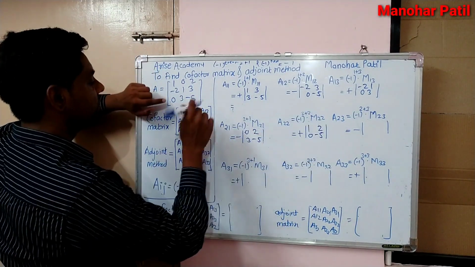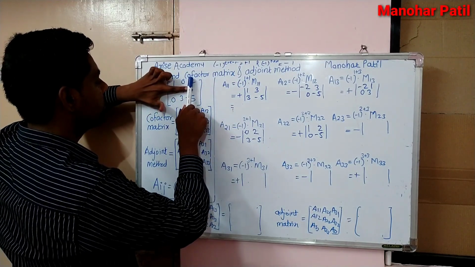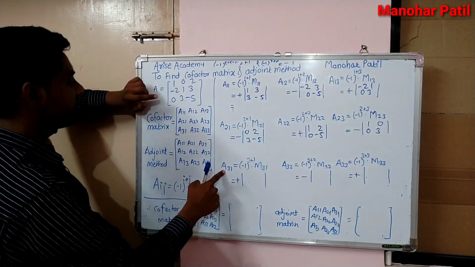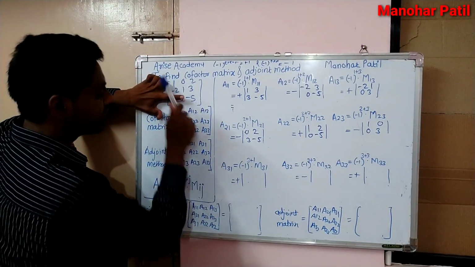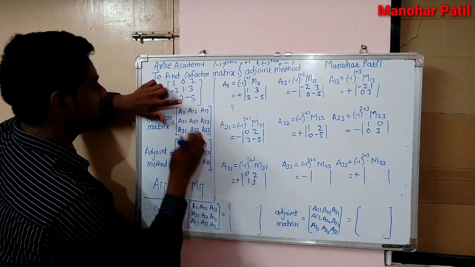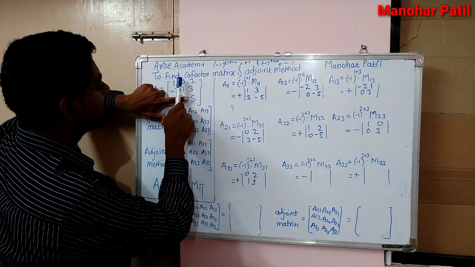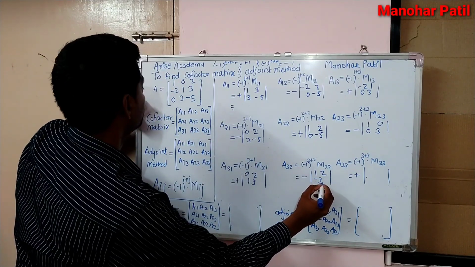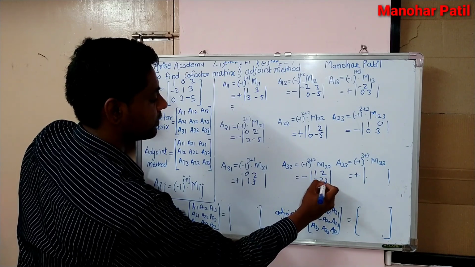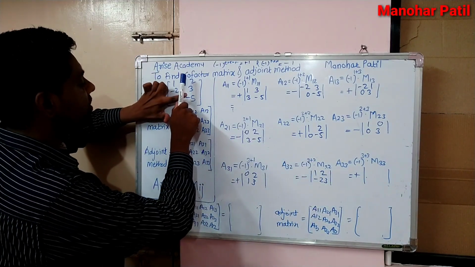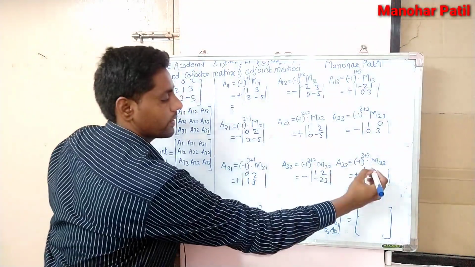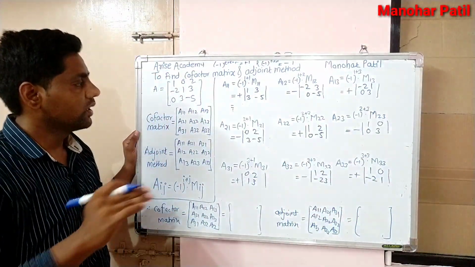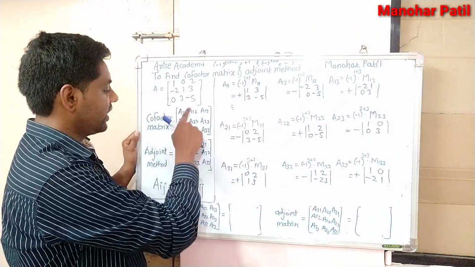For A23, 1 0 0 3. For A31, 0 2 1 3. For A32, 1 2 minus 2 3. And for A33, 1 0 minus 2 1. In such a way we write all the minors of each element.